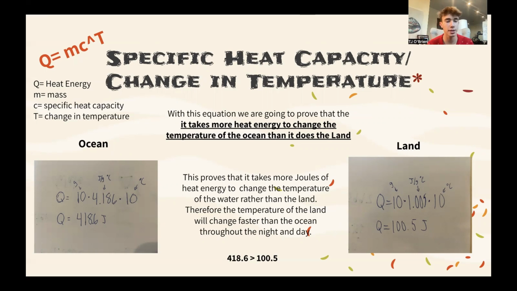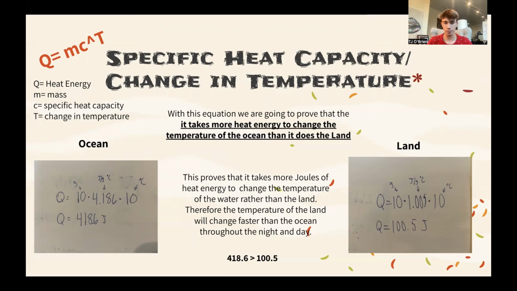We're going to put it at 10 grams times the heat capacity of water of the ocean, 4.186 joules per gram degrees Celsius, times our change in temperature, which is going to be an increase of 10 degrees Celsius. And then when you multiply all this out for your heat energy, you get Q equals 418.6 joules.